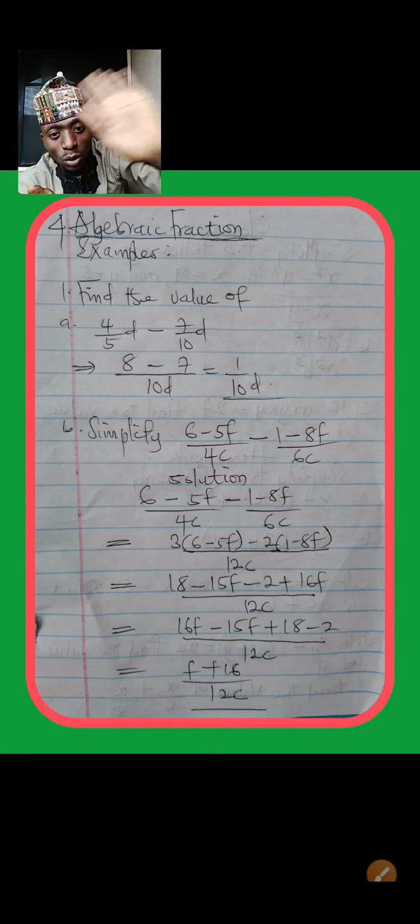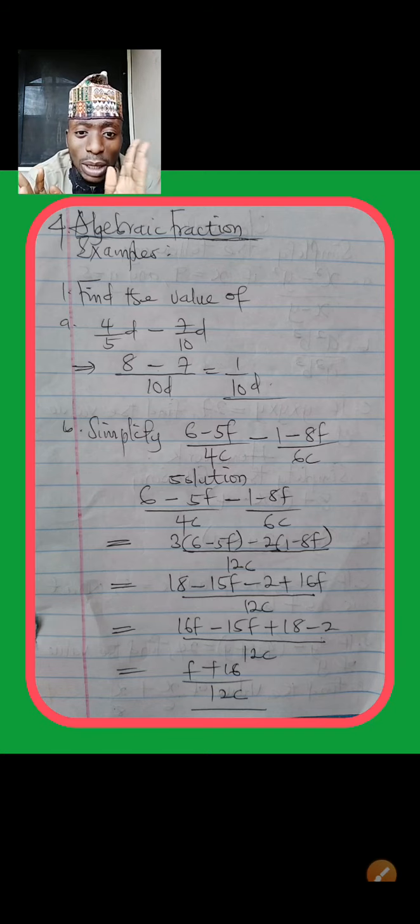That's the normal way we do add and subtract fractions. The numerator is 6 minus 5f, so you put that in brackets. Then minus, how many 6c can you see in 12c? That's 2. Then you use that 2 to multiply 1 minus 8f.